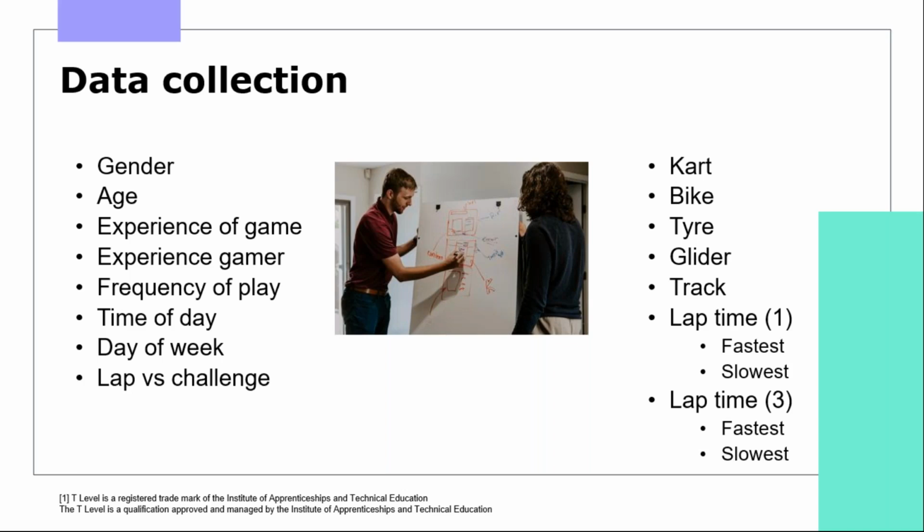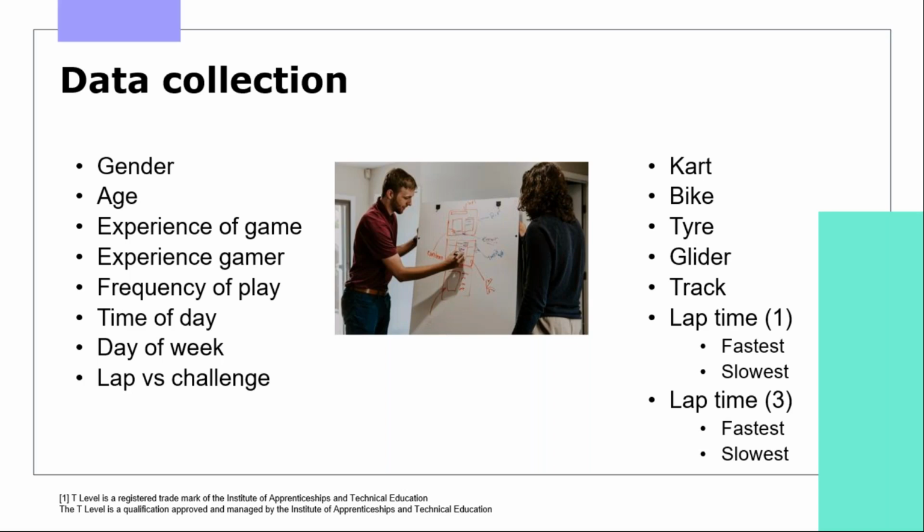It's all about them. And then your students need to think about what other data they can record from the game itself. And that could be things to do with the cart that they're using, the bike, or if they use a bike instead of a cart, it could be the tyres they put on it. The glider they put on might have an impact. And again, that'll be depending on the track they're choosing.